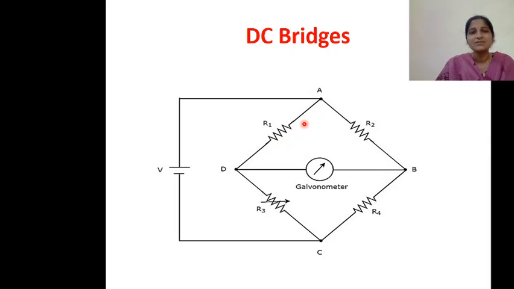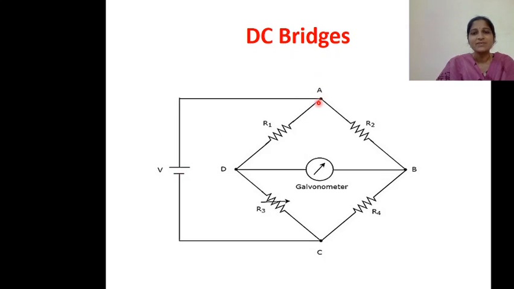Usually a bridge will consist of 4 arms. So these 4 arms, R1, R2, R3, R4, are formed in a loop structure, and this is given to the DC supply. So this is called a DC bridge.